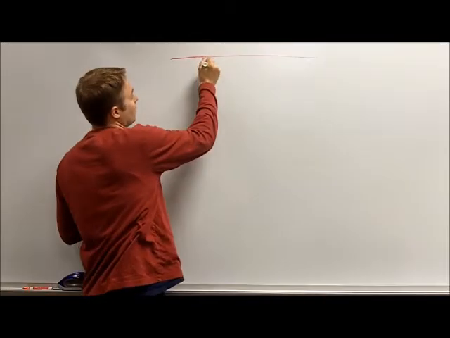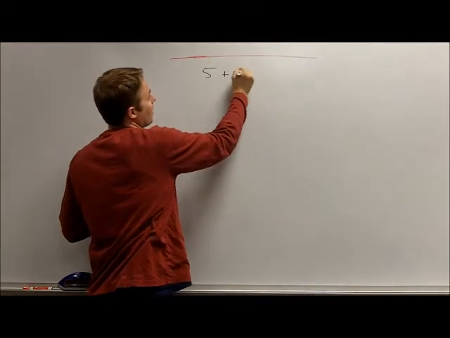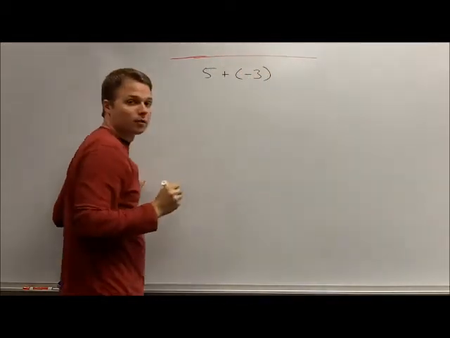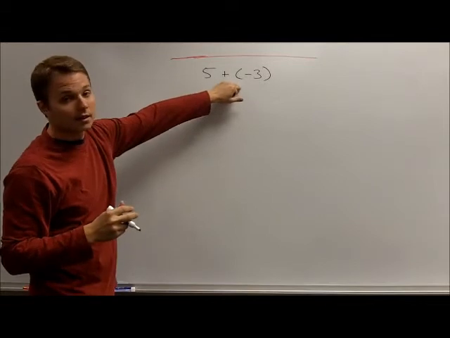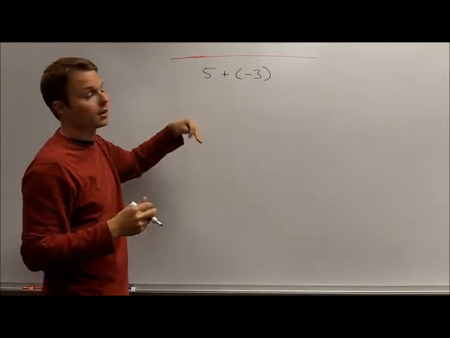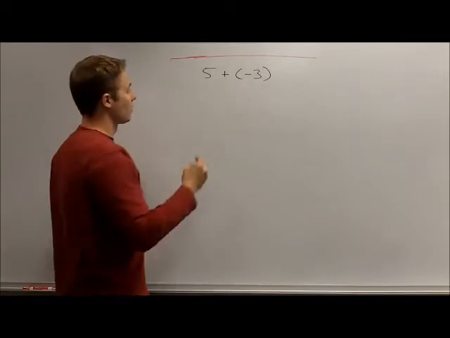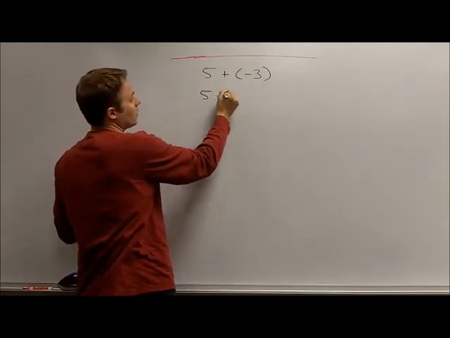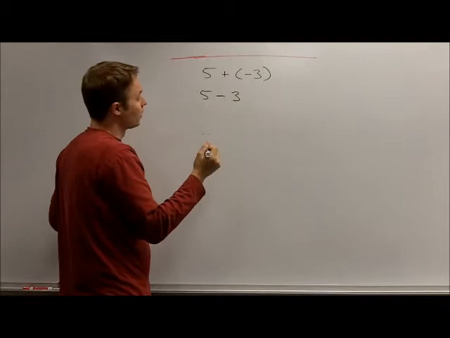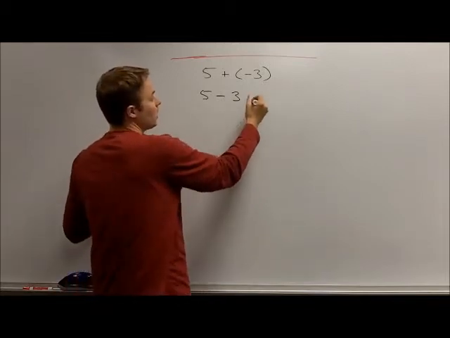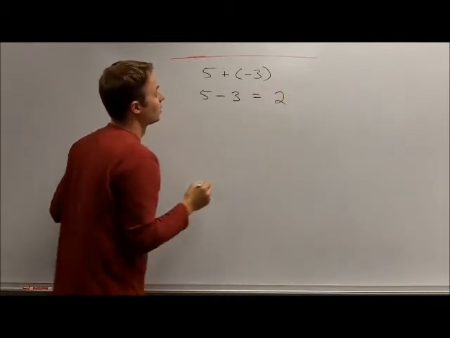So first off, if we have something like this, 5 plus a negative 3, well, anytime we're adding a negative number, we're going to interpret that the same way. It's just subtracting that. So 5 plus a negative 3, I'm just going to think of this as 5 minus 3, which of course just becomes regular subtraction, and we'll end up getting 2.